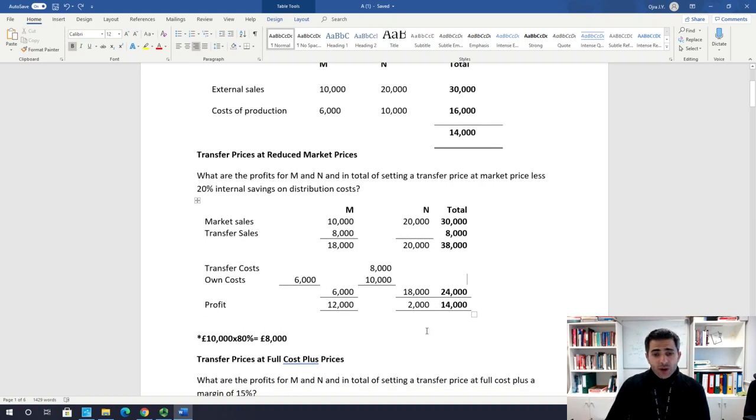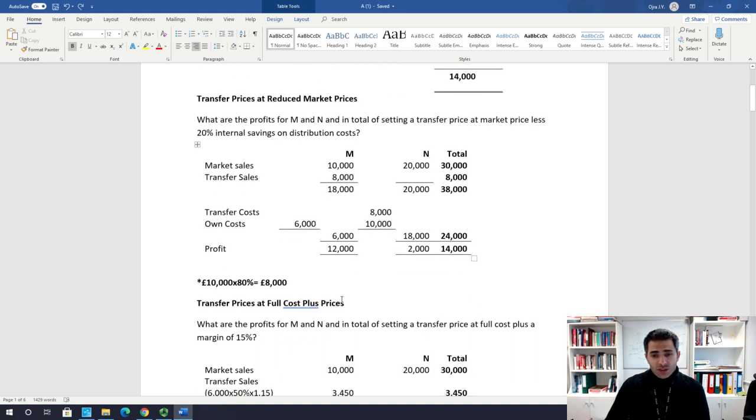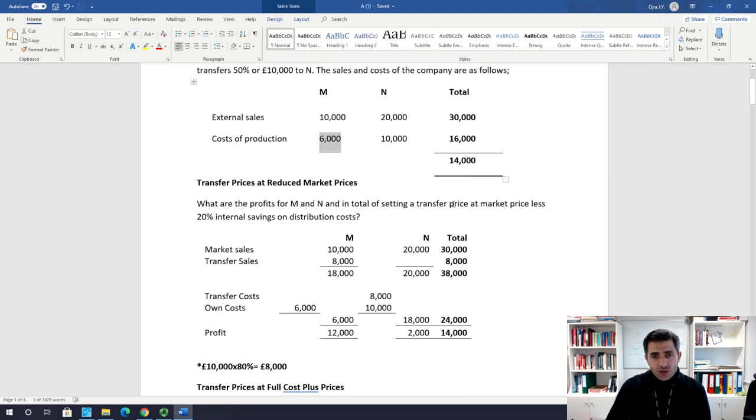Okay, now how about if it was at cost plus? Cost plus. So the same example, the same information, but how about if it was at full cost plus price? So based on 15%. First of all we need to find the cost of the sales. So what is the cost here? The cost here is £6,000. So the own cost is £6,000, but this £6,000 is based on what? Based on 20,000 units, which is 10,000 units internally and 10,000 units externally.